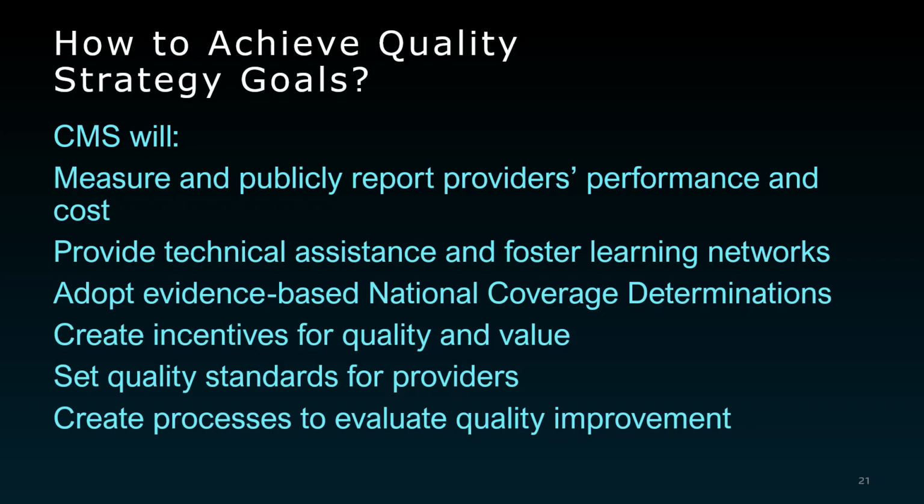Second, they'll provide technical assistance and foster learning networks for quality improvement. And this recognizes that improvement isn't just about measurement, it's also about giving providers the tools and support to actually do better. Third, CMS will adopt evidence based national coverage determinations. That means reimbursement decisions will increasingly follow the science, ensuring that coverage services reflect what works best. And fourth, they'll create incentives for quality and value. And this is a push away from fee for service and toward payment models that reward outcomes.